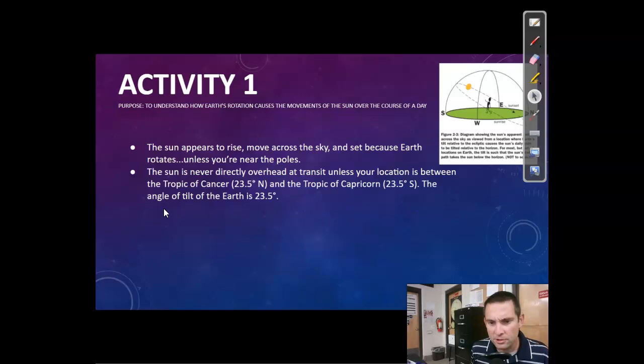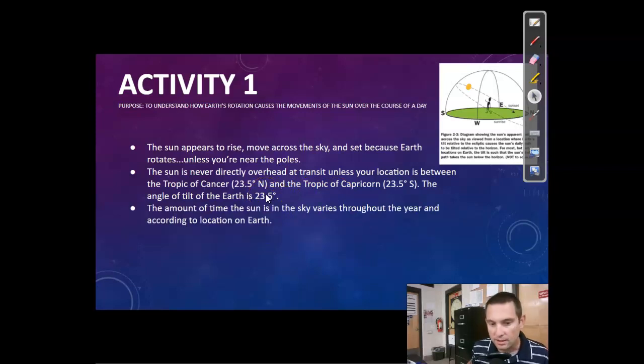The sun is never directly overhead at transit unless your location is between the Tropic of Cancer and the Tropic of Capricorn. The angle of the Earth is 23.5. So the Tropic of Cancer is at 23.5 degrees north. Tropic of Capricorn is 23.5 degrees south. They're in alphabetical order. Cancer on top, Capricorn below. Both of them are related to that 23.5 degree tilt.